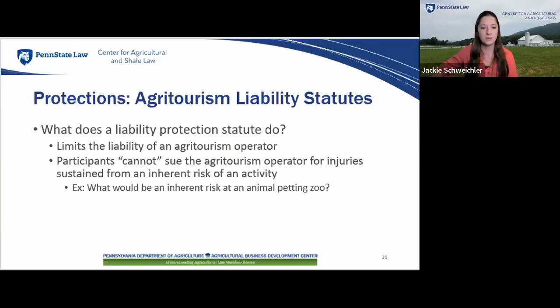Now, typically, an agritourism liability protection statute is going to limit the liability of an agritourism operator. This means that if someone is injured on an agritourism operator's property, the injured person generally cannot sue the operator for any injuries that they sustain from an inherent risk in the activity. So, as an example, I ask on this slide, what would be an inherent risk at an animal petting zoo? I think most of us can assume that an animal might bite or kick or even knock you down. Even if it's a small goat, it could trip you and you could fall. Inherent risks are things that should be obvious to anyone in the business.